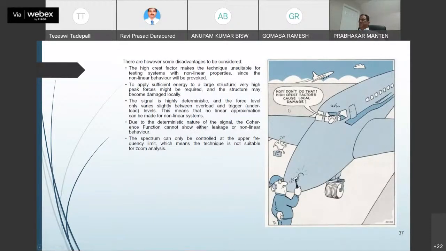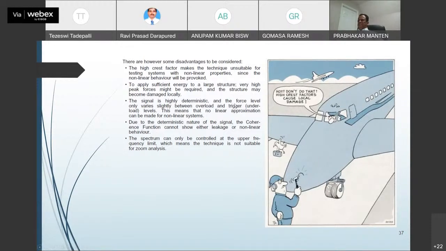Some disadvantages, like we talked before: the high, sharp crest factor makes the technique unsuitable for test systems with nonlinear properties, since the nonlinear behavior will be provoked. To apply sufficient energy to a very large structure, very high peak forces might be required and the structure will become damaged locally. You don't want that, to hit hard.